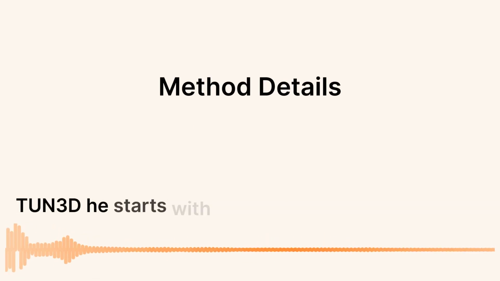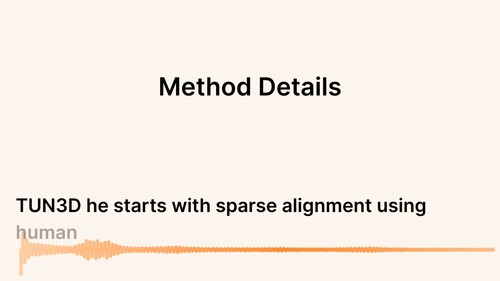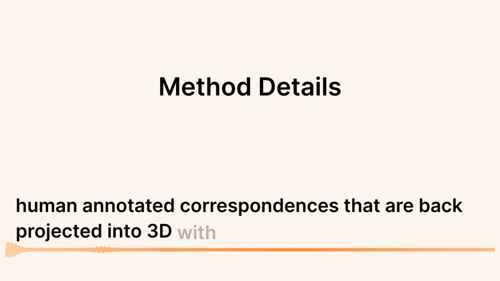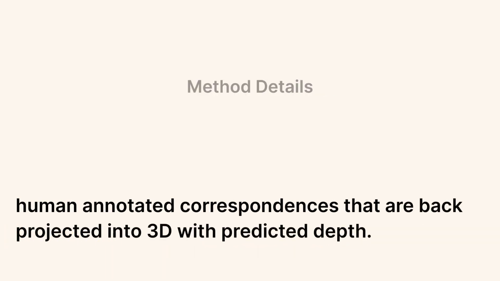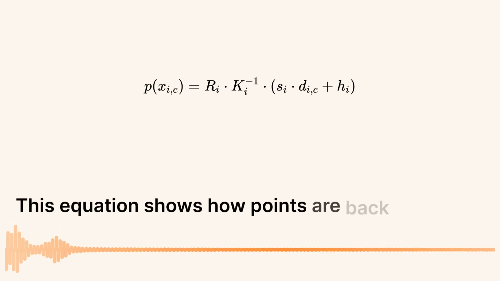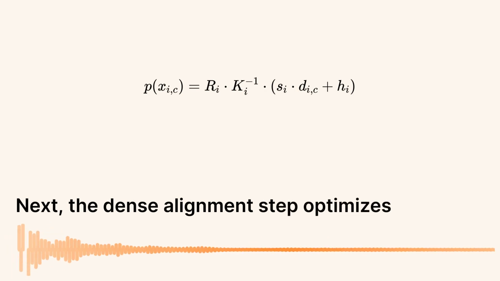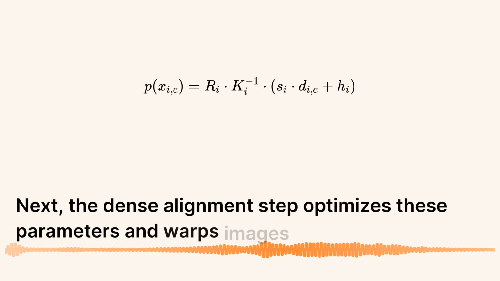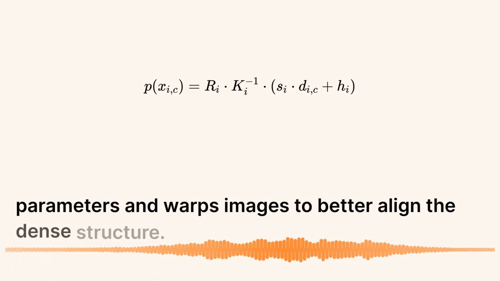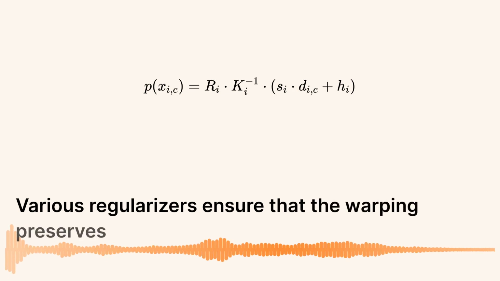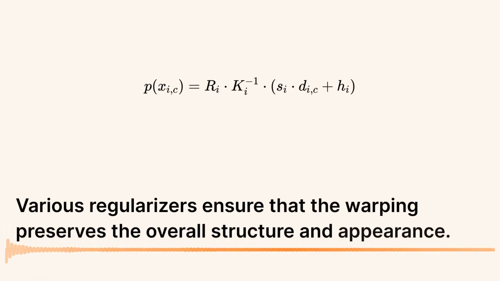Toon3D starts with sparse alignment, using human-annotated correspondences that are back-projected into 3D with predicted depth. This equation shows how points are back-projected. Next, the dense alignment step optimizes these parameters and warps images to better align the dense structure. Various regularizers ensure that the warping preserves the overall structure and appearance.